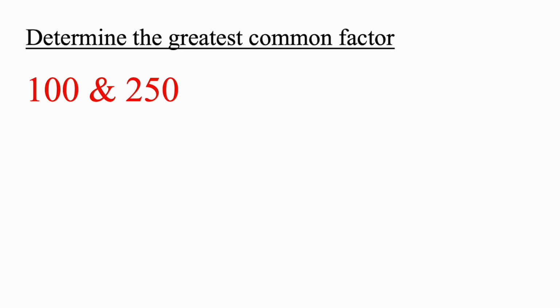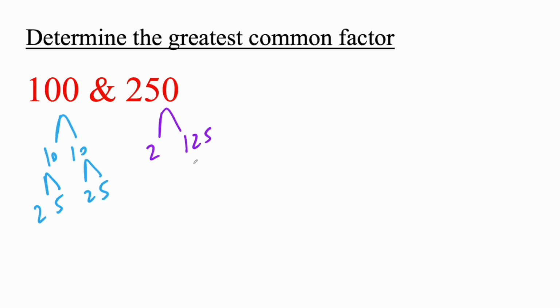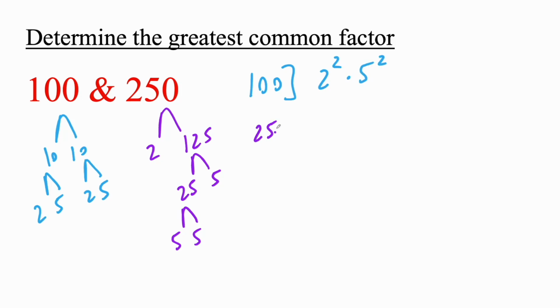If you want, pause the video here and attempt this problem. Same idea. We can do 10 times 10. From there, break it down to 2 times 5 and 2 times 5. Now 250, we could say 2 times 125. From there, we can say 25 times 5. And from there, 5 times 5. And so 100, what it gave us was 2 raised to 2 times 5 raised to 2. And 250, what it gave us was 2 raised to 1 times 5 raised to 3.